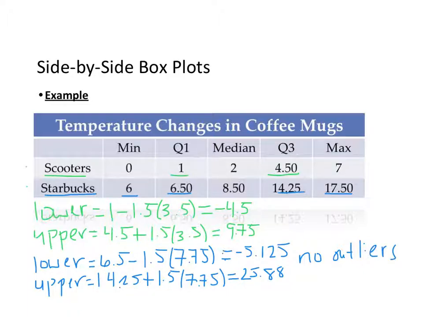If we go back to the Scooters, we need to ask ourselves, does our entire 5-number summary fit in between negative 4.5 and 9.75? Well, 0 fits in between, and so does 7. So that means Scooters also has no outliers.